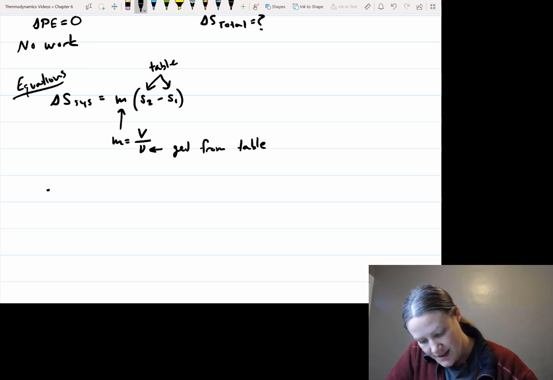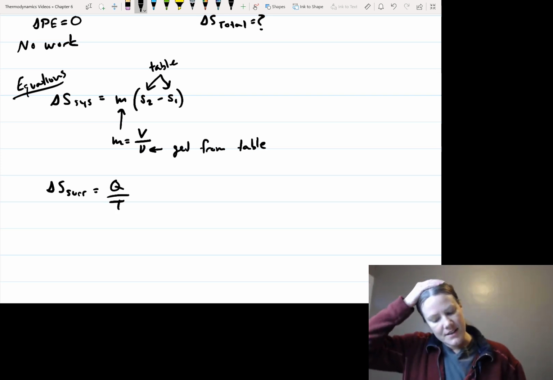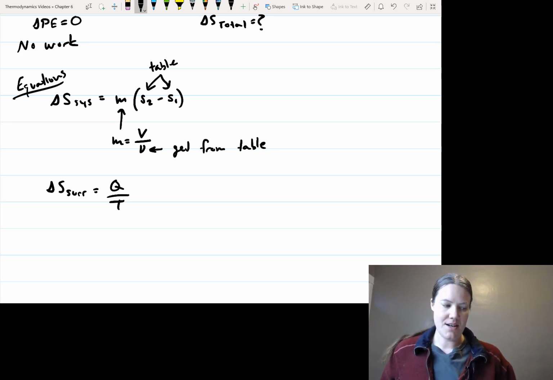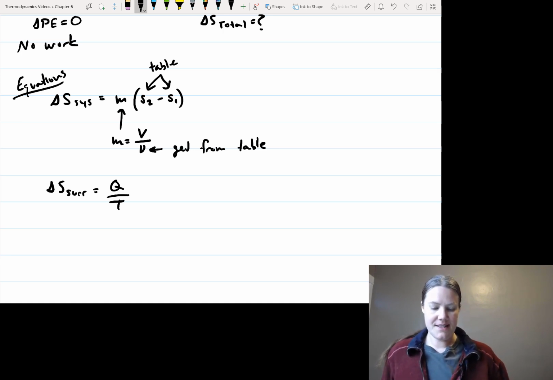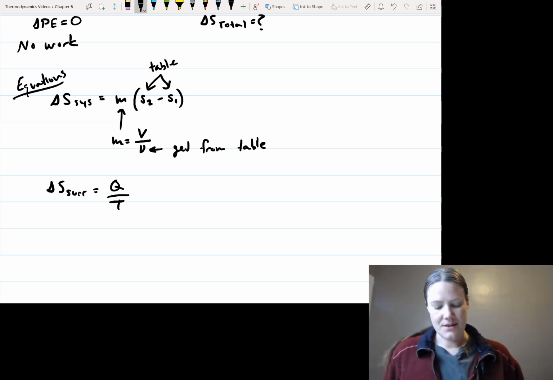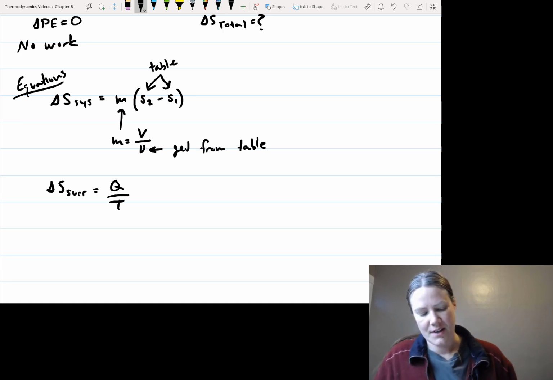Now for the change in entropy of the surroundings, this is equal to Q over T. The reason why we can use this form of the equation is because we've assumed that T is constant, so we've assumed that our source, which is the surroundings, is isothermal. So basically we can take the temperature out of the integration, and when we integrate we get this form of the equation. So just keep that in mind. If you have a temperature source that's not isothermal, you're not going to be able to use this equation.